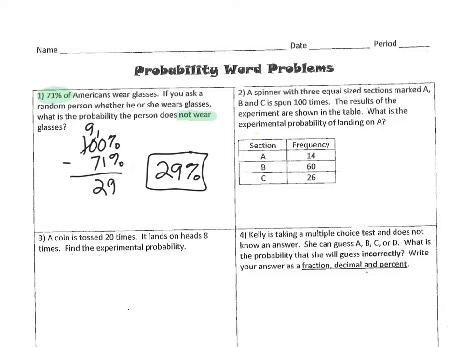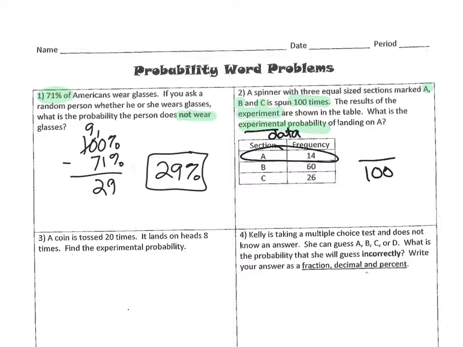Number two, a spinner with 3 equal size sections marked A, B, and C is spun 100 times. The results of the experiment are shown in the table. What's the experimental probability of landing on A? So experimental, that means we're looking at this data. We're looking at this table. So out of 100 times, how many times did they land on A?